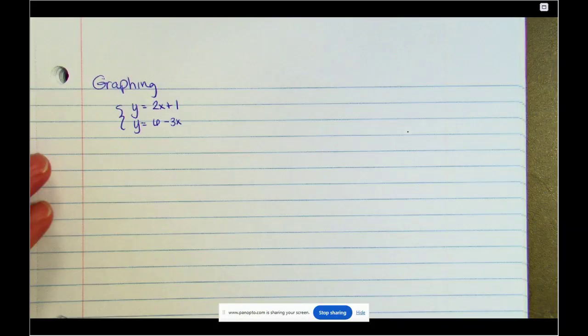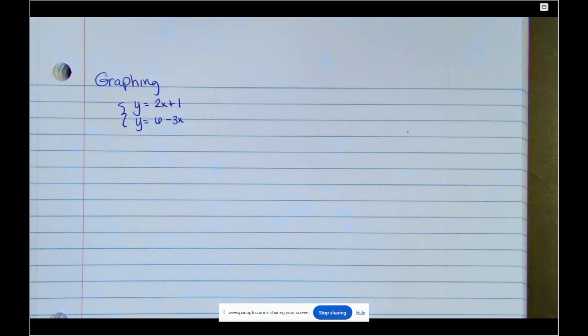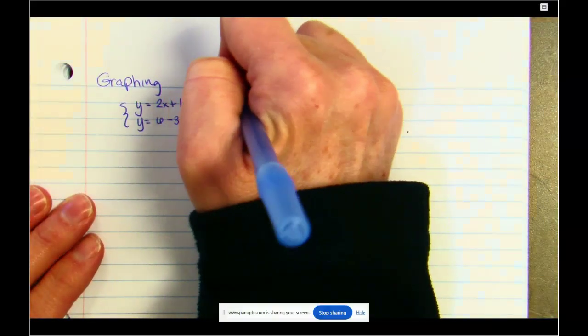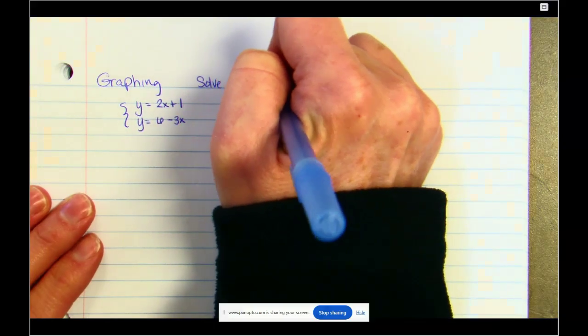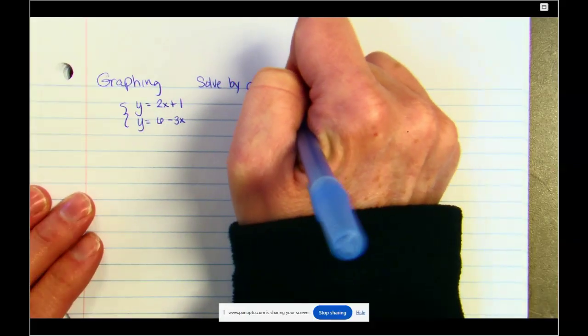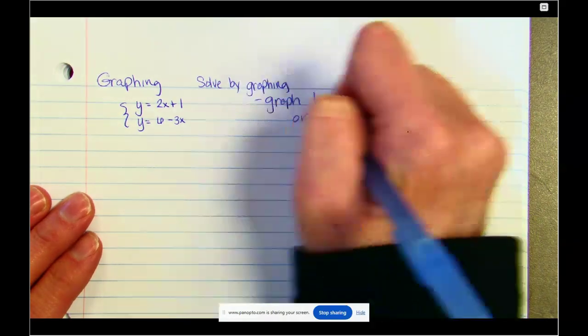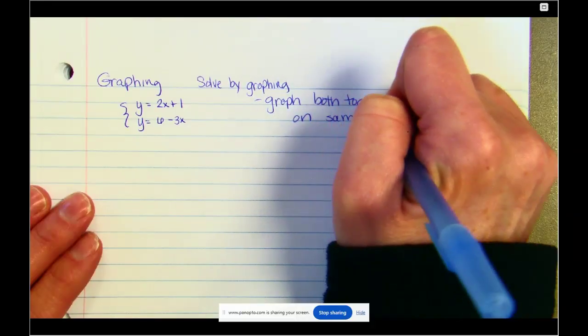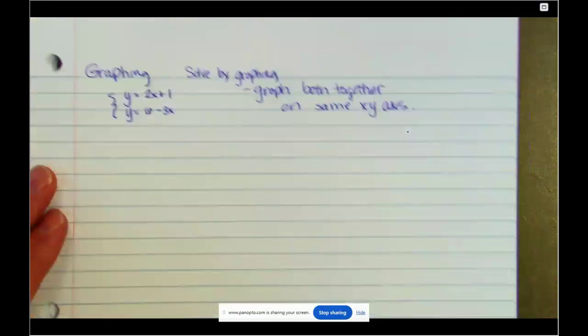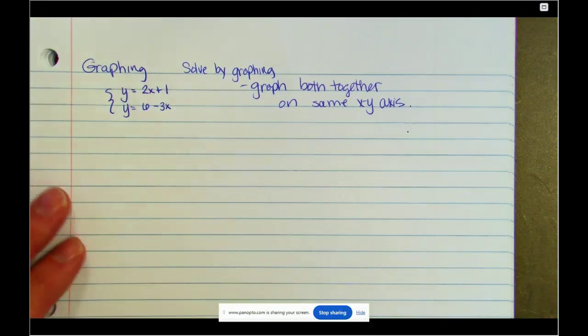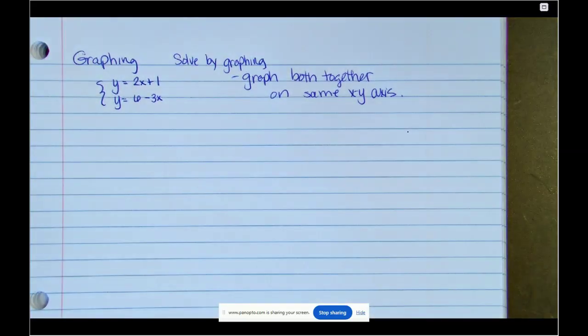Okay, so when we solve by graphing, the way that we do it is we literally graph those two equations on the same x and y axis. Okay, so this is how you solve by graphing. You're going to graph both together. Okay, so write that down. And then draw yourself a nice XY axis, because we're going to graph.